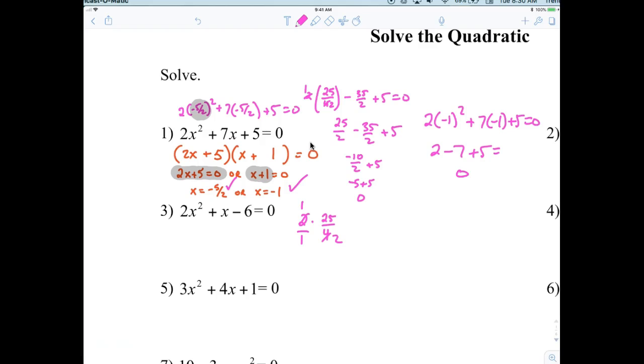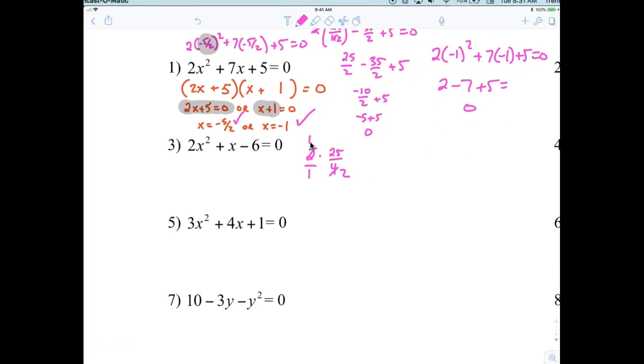Does anybody have any questions? Again, the principle is: factor, set the factors equal to 0, and then solve. That's the rule. Let's take a look now at question number 3, just going down the page.